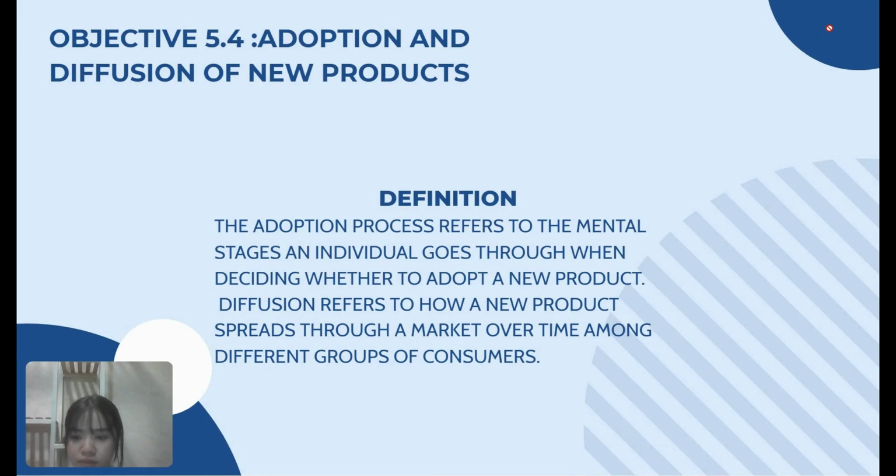Hello everyone, my name is Chen, and today I'm going to talk about the objective on the adoption and diffusion of new products. First, the adoption perspective. Adoption refers to the mental process that an individual goes through when deciding whether to adopt a new product. Diffusion refers to how a new product spreads through a market over time among different groups of consumers.